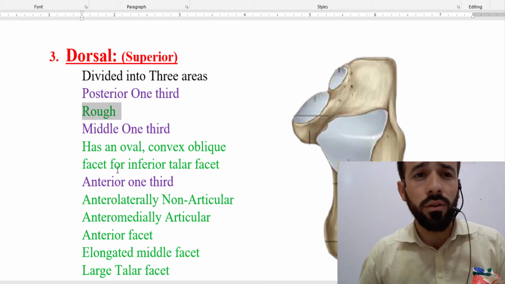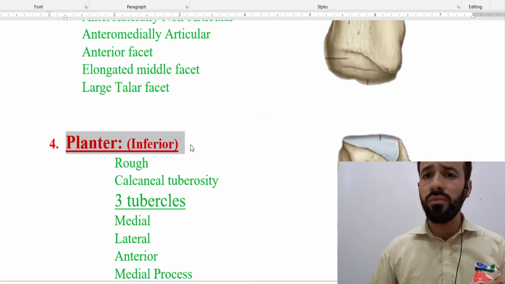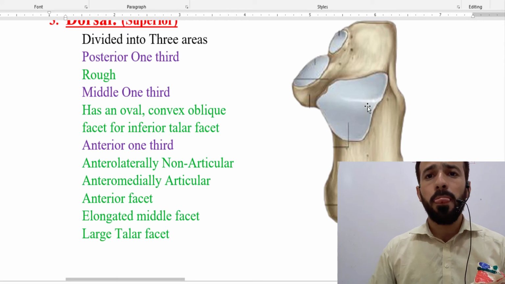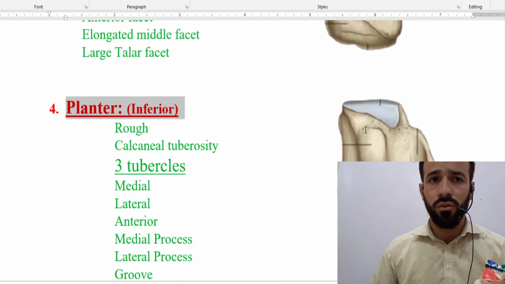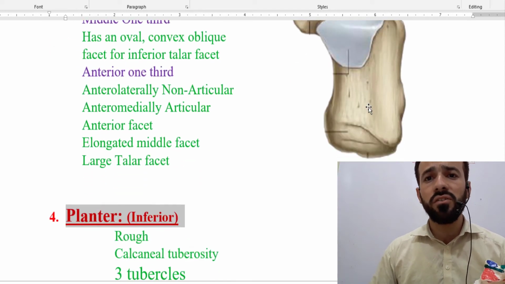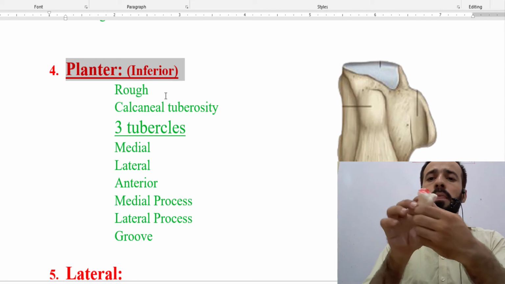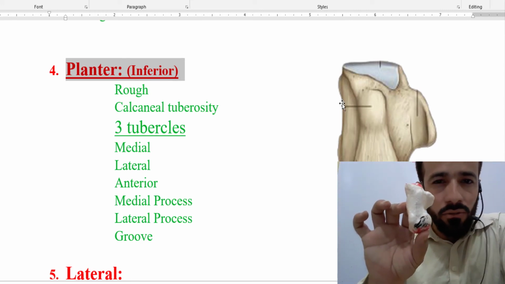Now let's go for the plantar surface of this bone, also known as the inferior surface. You can see the big difference between these two surfaces. This is the dorsal or superior surface, and this is the plantar surface or the inferior surface. Now look carefully. The plantar surface of this bone, or the inferior surface, is a little bit rough in nature.